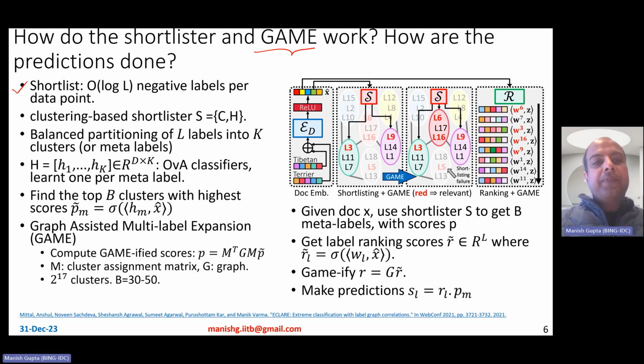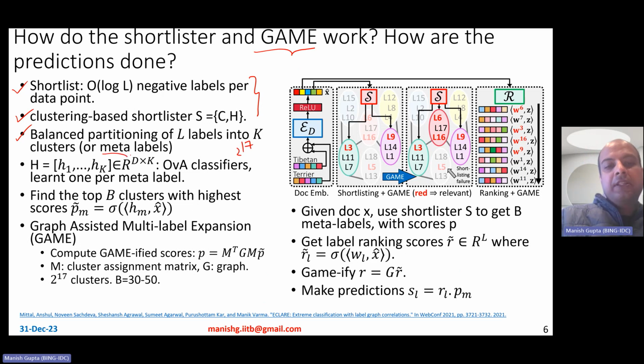So what is a shortlist? If you have seen my previous videos, you already know about the shortlist, but it's basically O of log L negative training points, negative labels per data point. At train time, they're training points. At test time, they are just candidates which you want to evaluate and rank, and then figure out which ones are correct, which ones are relevant. Just like DCAF, ECLARE also uses a clustering-based shortlister. It uses a balanced partitioning of L labels into K different clusters. K is typically 2 raised to 17.